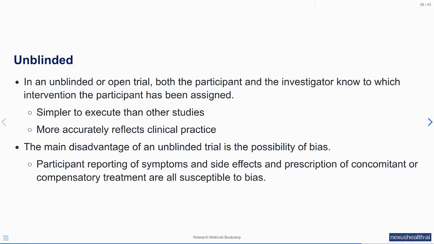In an unblinded or open trial, both participant and investigator know to which intervention the participant has been assigned. This is simpler to execute than the other types, and it more accurately reflects clinical practice. The main disadvantage of an unblinded trial is the possibility of bias. The participant may report symptoms and side effects, and prescription of concomitant or compensatory treatment may vary. All these are susceptible to bias.